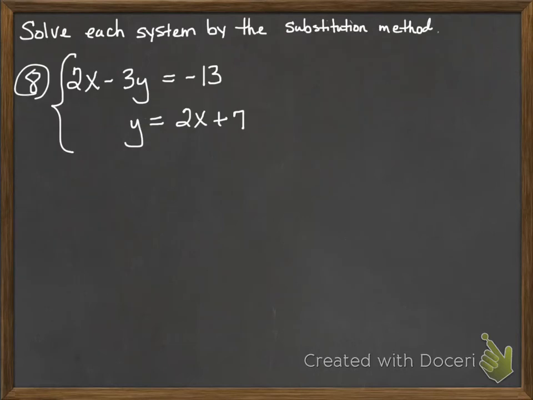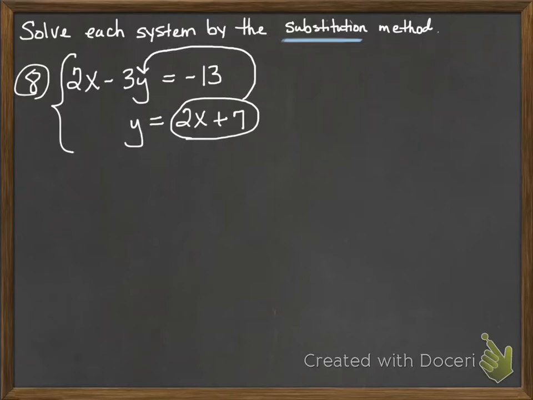Example 8, the directions are changing here, and they're asking you to solve the system. So this time they're not going to give you the ordered pair, which represents your solution. You're going to have to find that. So the substitution method means we're going to take one equation and solve either for x or y. And since the second equation is already solved for y, we're going to take the 2x plus 7 because that's what y is equal to. We're actually going to substitute in 2x plus 7 into the y in the first equation.